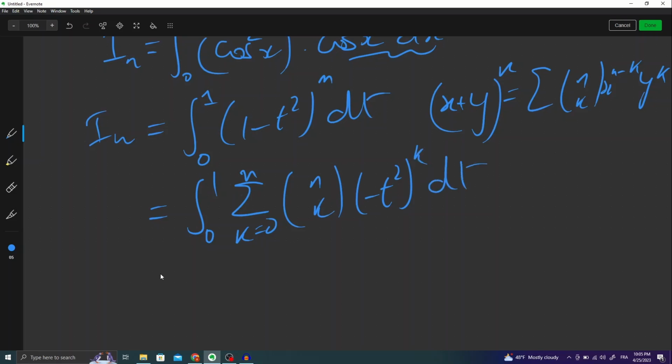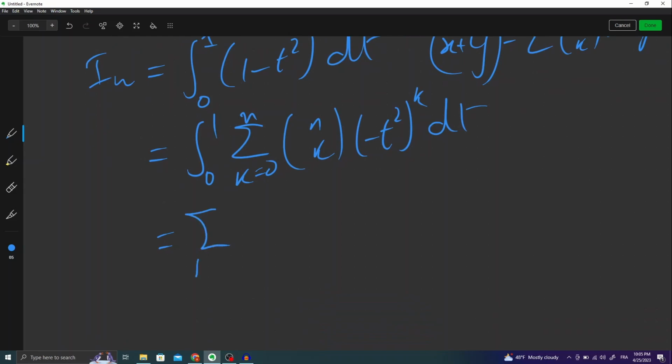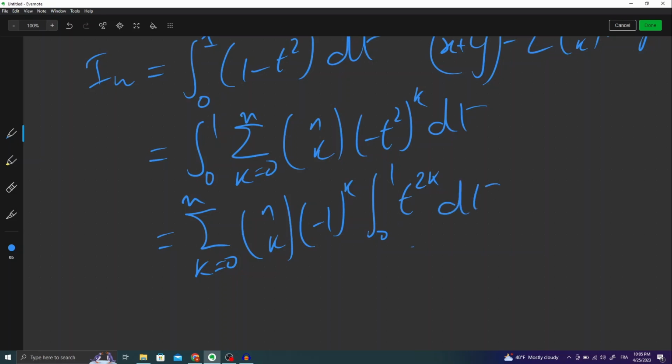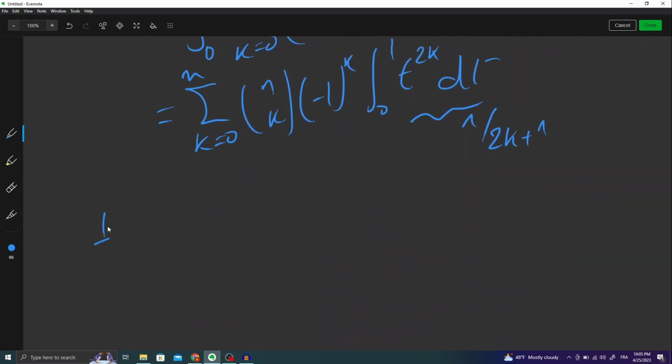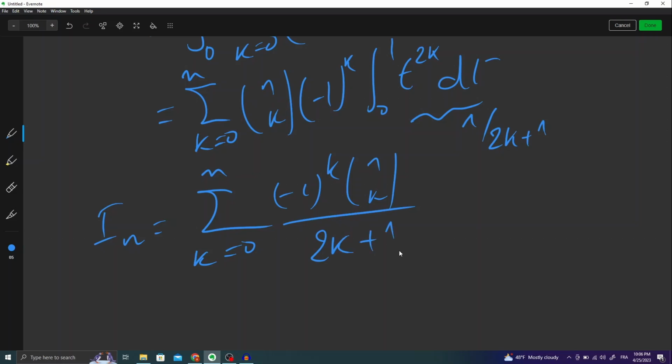And now we can change the sum and the integral, and get the sum of k equals 0 to n, n choose k, minus 1 to the power of k, the integral from 0 to 1 of t to the power of 2k dt. And this is very simple. This is 1 over 2k plus 1. So our integral actually is the sum of k equals 0 to n of minus 1 to the power of k, n choose k over 2k plus 1. And I don't know an exact formula for this sum, so that's why I said it doesn't work.